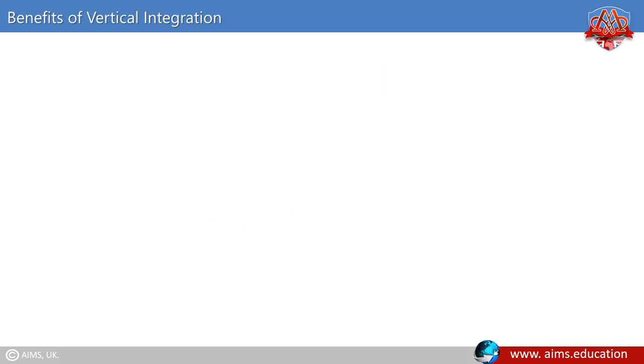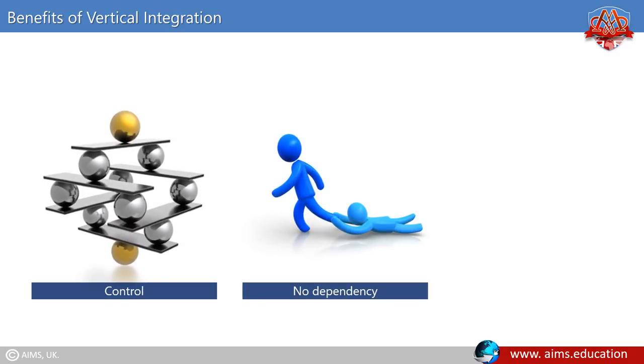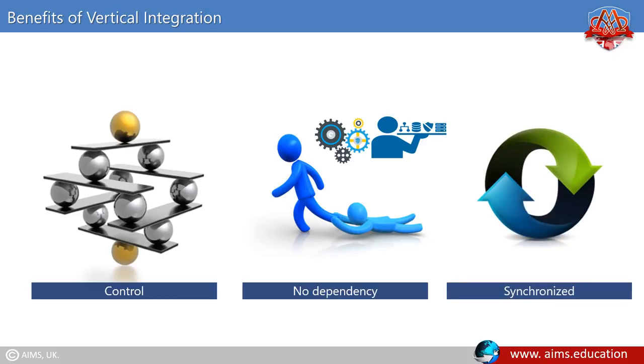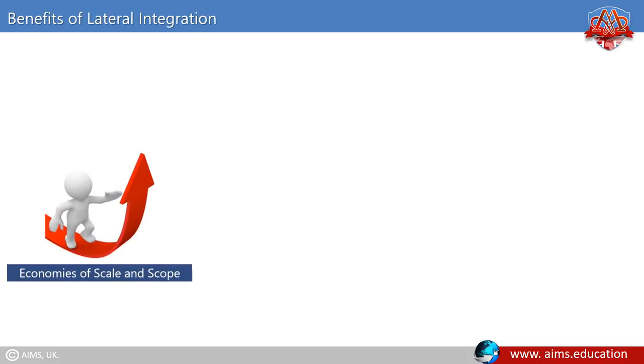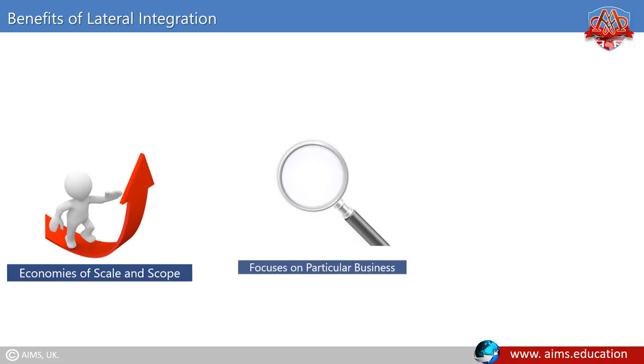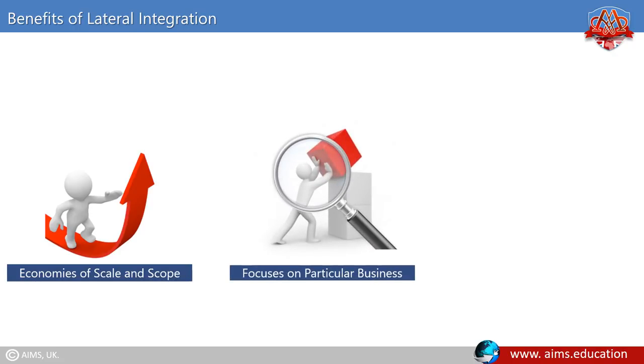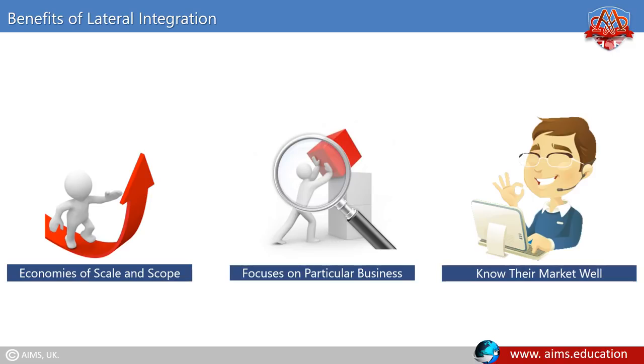Benefits of vertical integration. Its primary benefit is control. There is no dependency for components or services, and operations can be synchronized with other company functions. Benefits of lateral integration. They achieve economies of scale and scope. They focus entirely on a particular business, so they develop more expertise, and they know their market well.